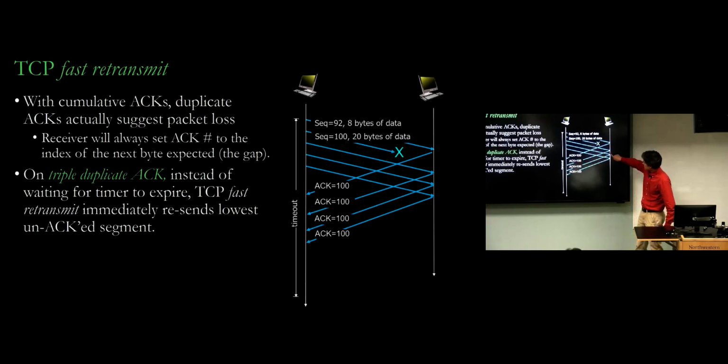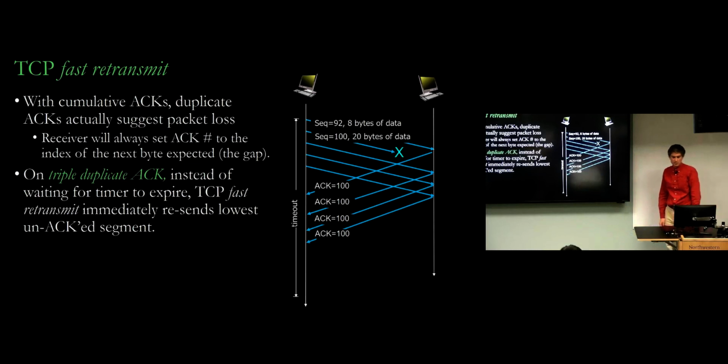Same thing for the next out of order one, and the next. So these are ones that go after the gap that was already received. When the sender gets this third duplicate acknowledgement here, this is an expected acknowledgement, this is the first duplicate, the second duplicate, the third duplicate. It immediately resends the lowest unacknowledged segment. So it sends this 100 packet again at that point.